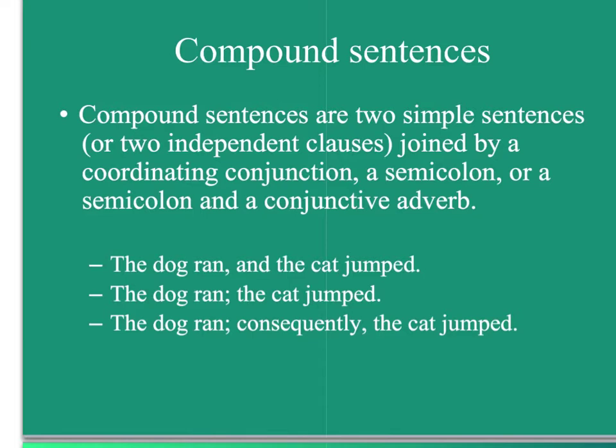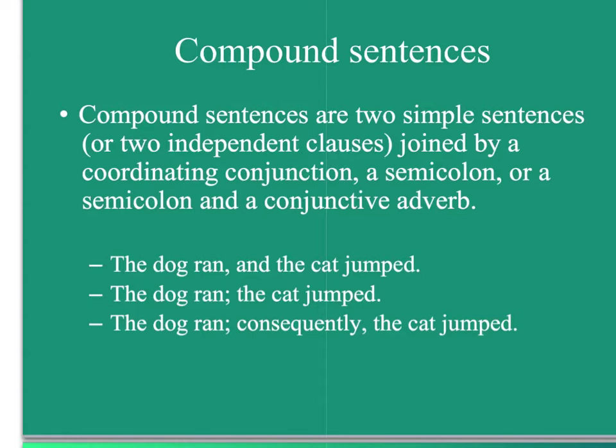Our next sentence structure is called a compound sentence. A compound sentence is basically taking 2 simple sentences or 2 independent clauses and joining them together with a conjunction. It could be a coordinating conjunction like and, or, for, but, yet, or you could use a semicolon, or a semicolon and a conjunctive adverb like consequently or however.